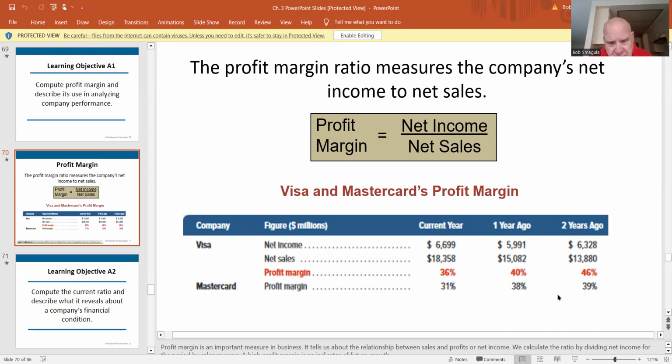What that means is for every dollar of sales, Visa has 36 cents left over. They're bringing in 36% on their sales. That seems to me like a pretty good return. What if they decided to take that money and put it in the bank? They're lucky to get 1%.